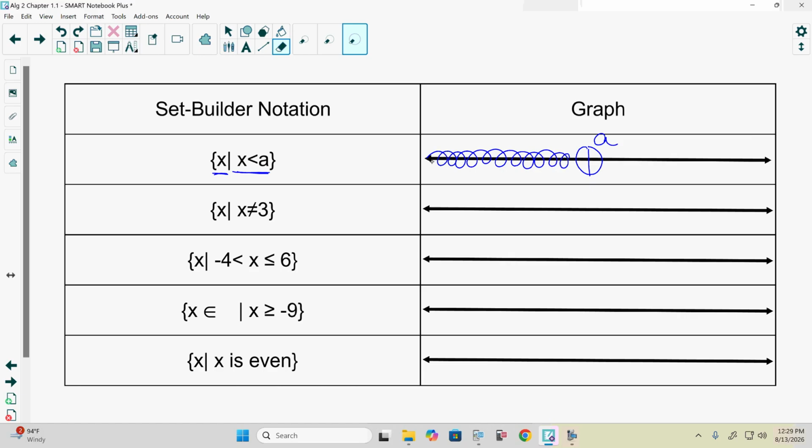So graphically, this is what we're talking about. So if A was 4, we're talking about the set of all real numbers x such that x is less than 4. So we're now able to write in symbols using notation to actually describe the set of all real numbers greater than or equal to 0 without having to list them all.